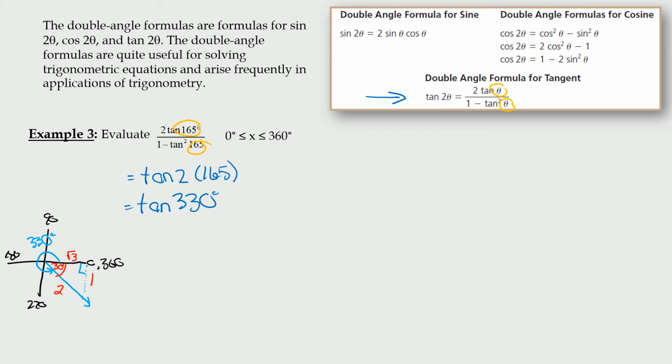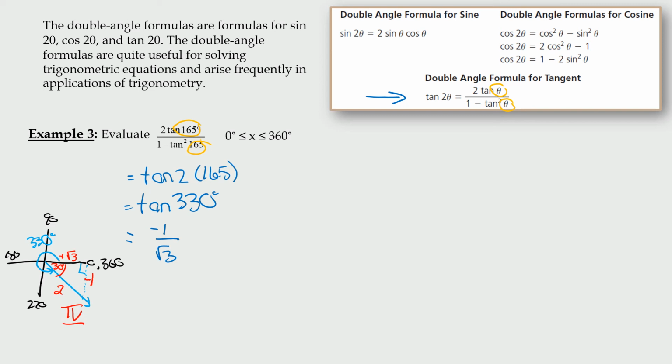I need some positives and negatives. The x value is a positive, but the y value is a negative. And we're looking for tan, remember, and in quadrant 4, according to the cast rule, tan is negative. So my answer, tan of 330 degrees, is equal to -1, that's the opposite, over the adjacent, which is root 3.